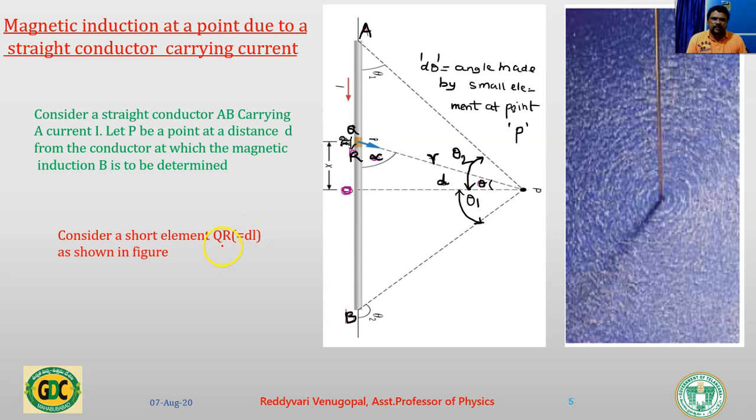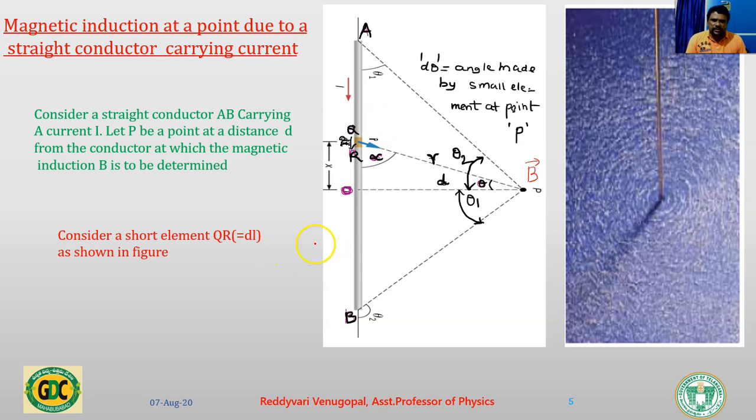Now let us discuss the applications part. Just observe here. Now we are going to find out the magnetic field induction at point P due to a straight current carrying wire. Consider a straight current carrying wire AB like this, and let P be a point at a distance d from the center of the current carrying conductor, and at P we need to find out the magnetic field induction B bar due to this current carrying wire.